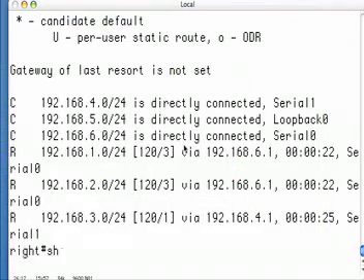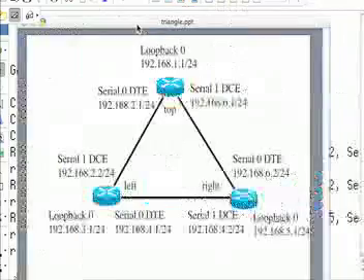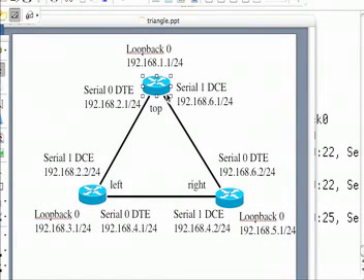Let's look at our show. On our redistribution, we're redistributing from IGRP into RIP only. We're not redistributing from RIP into IGRP. So at this point, we have 2 routers that are RIP and IGRP, and 1 router that is RIP only.